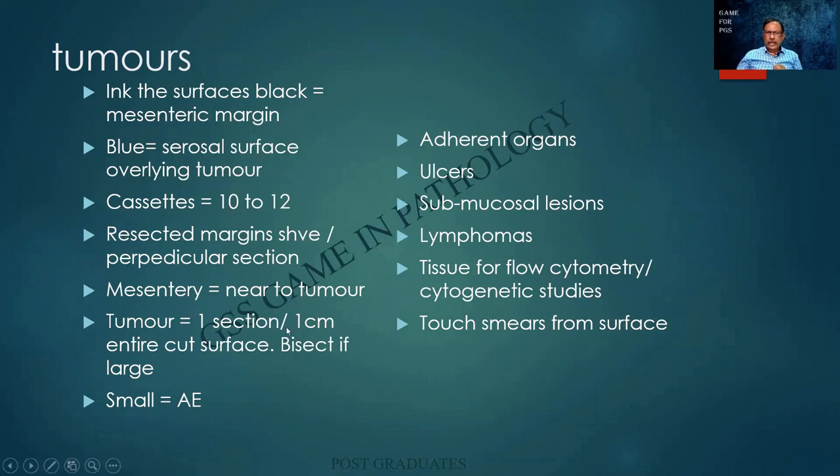From the tumor, if it is going to be greater than 1 centimeter, for every 1 centimeter, there has to be a section. If it is very small, it has to be all embedded. And the adjoining or the adherent organs. If there is any other ulcer or submucosal lesion, those have to be sampled. And non-epithelial lesions such as the lymphomas, all of us know the importance and the difficulty in the diagnosis. Tissue can be taken for flow cytometry. If possible, we can take touch smear or imprint smears from the surface.